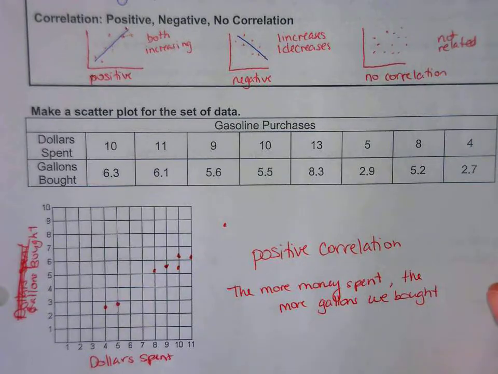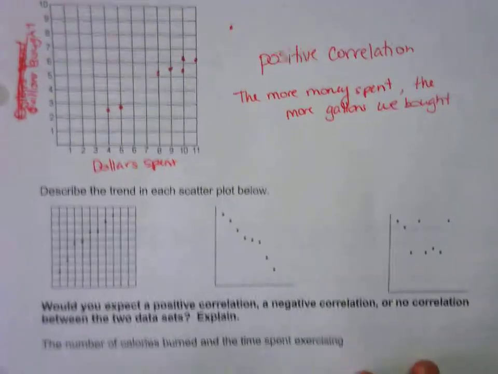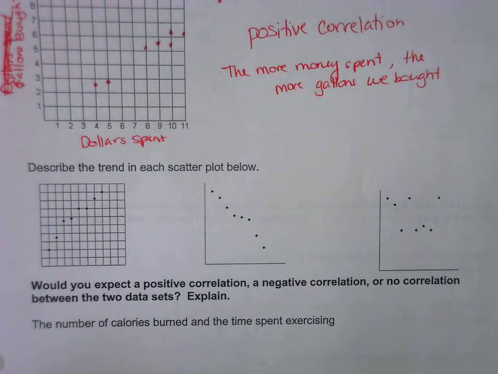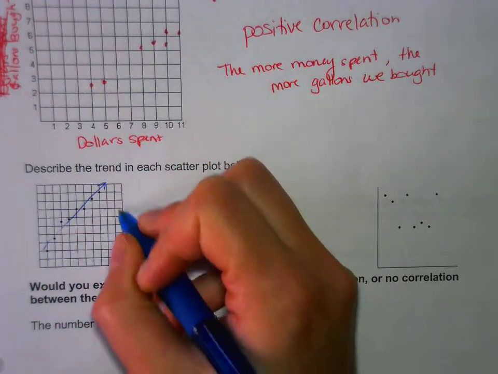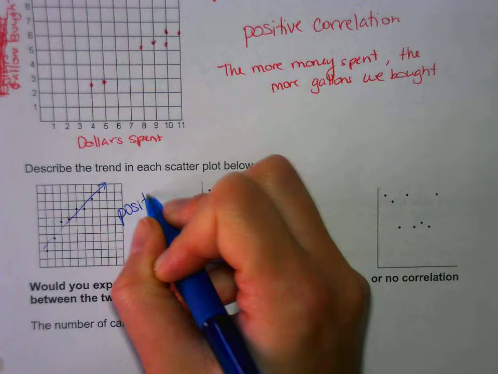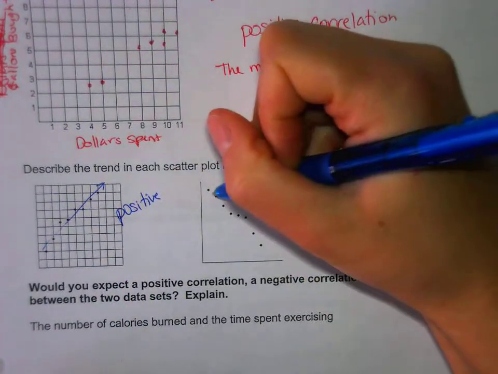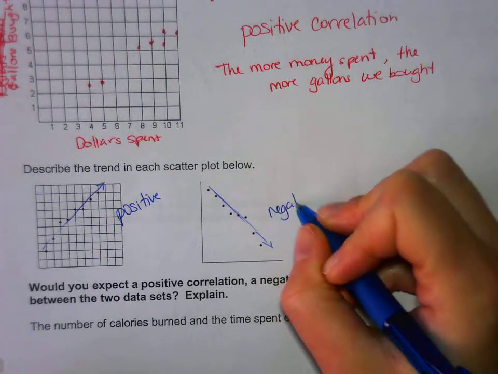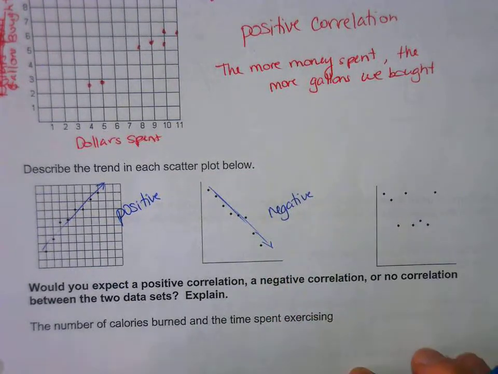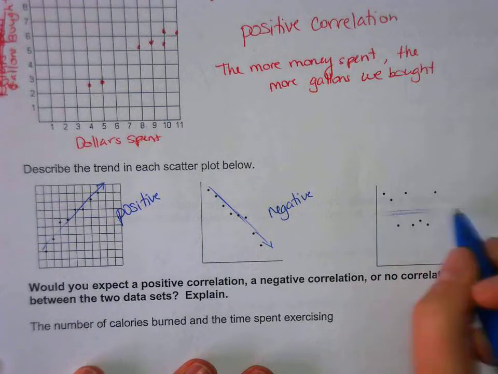So looking at each of these three trend lines, here I seem to be having a trend line where it's going in the positive direction, so this means this is a positive correlation. This one looks like it's going in the negative direction, so this is a negative correlation. And this one kind of seems to be all over the place, so this is no correlation.